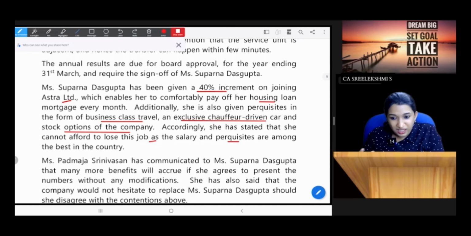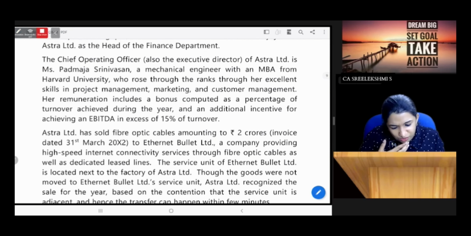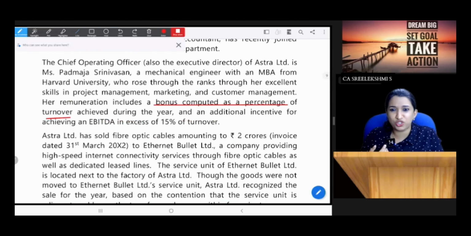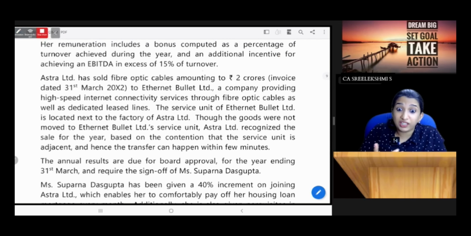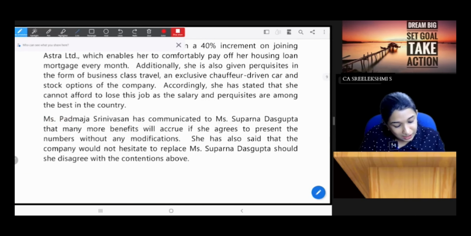But what if I report it, or what if the correct treatment is done? There is pressure from the COO, Padmaja Srinivasan, who is getting bonus based on the percentage of turnover. So she must be insisting to inflate the turnover. 15% of turnover. Padmaja Srinivasan has communicated to Suparna Dasgupta that many more benefits will accrue if she agrees to present the numbers without any modification, she will be getting more benefits.